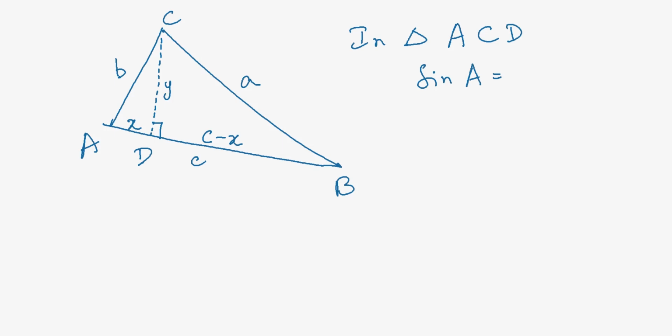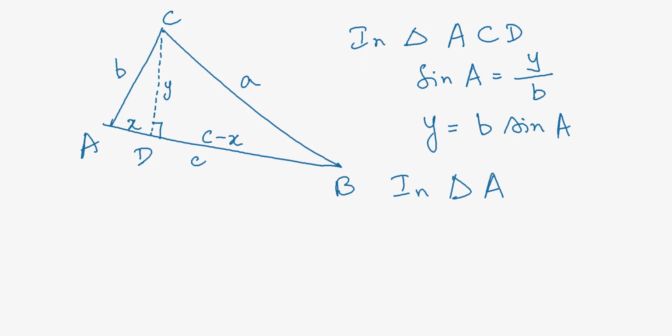In triangle ACD, sine of angle A will be y by b, right? Because of that, we can write y, the unknown, is equal to b times sine A.